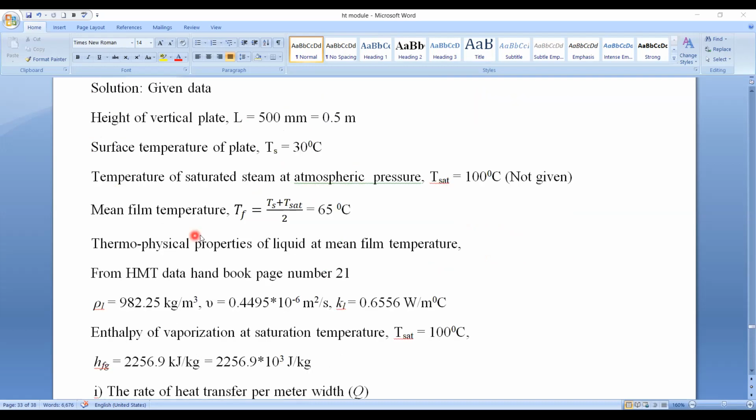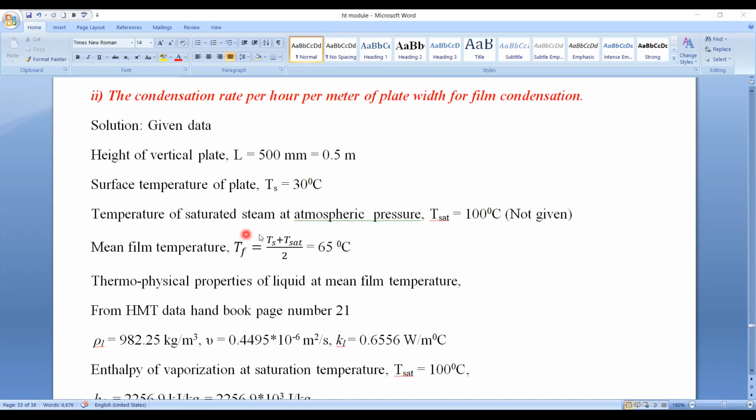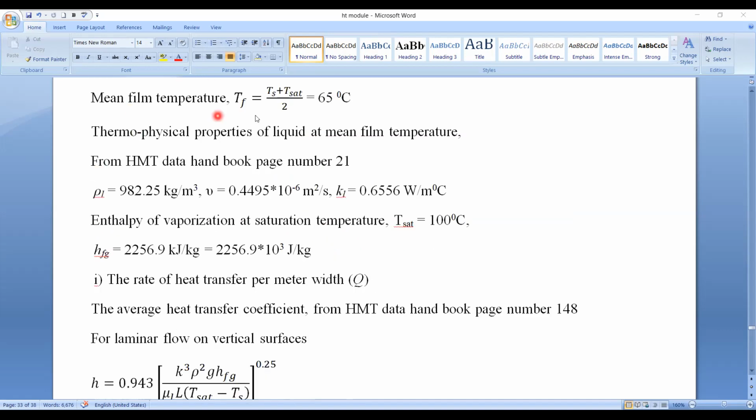Okay. Now in condensation, we have to extract the thermophysical properties of water at mean film temperature. The mean film temperature is Ts plus Tsat divided by 2. You have to take the average of these two temperatures, so you'll get 65 degrees centigrade as the mean film temperature. Next, at this particular temperature, we have to take the thermophysical properties of the liquid at the mean film temperature. Now refer to page number 21 of your data handbook to take the properties of water or the condensate at mean film temperature.